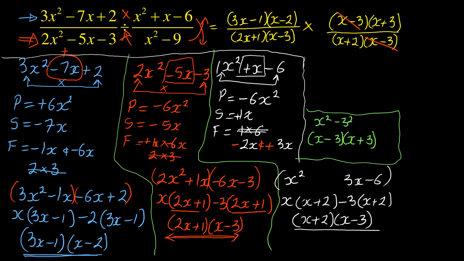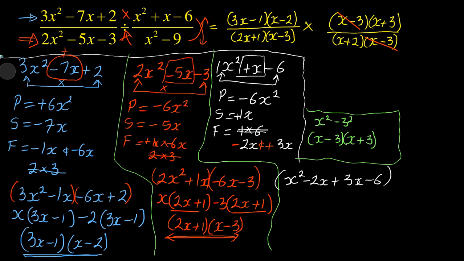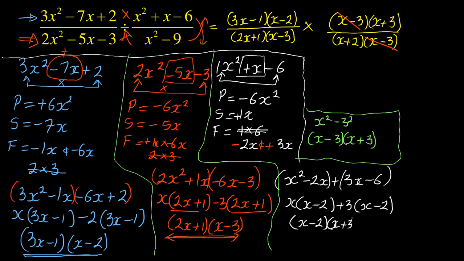to say this was minus 2x plus 3x, and I can actually now correct everything because it will change everything, so that I will have like that. So x is common here, it is x minus 2 and then plus 3, it is x minus 2. So I have my x minus 2 and I've got my x plus 3.